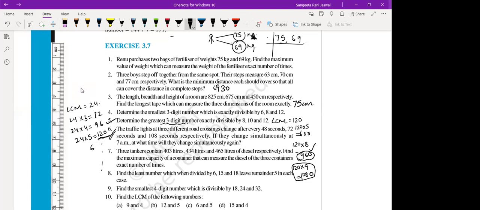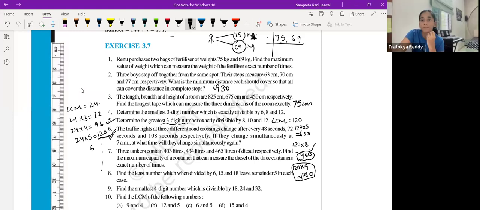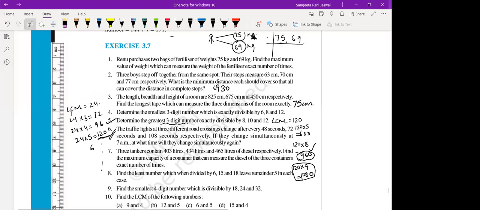So the question is saying that they are changing after different time intervals. Once they change, there comes a time when they all will change together. That time is 7 o'clock. Now they are asking which is the next time when they will change together again. Did both of you understand the question? Yes, ma'am.